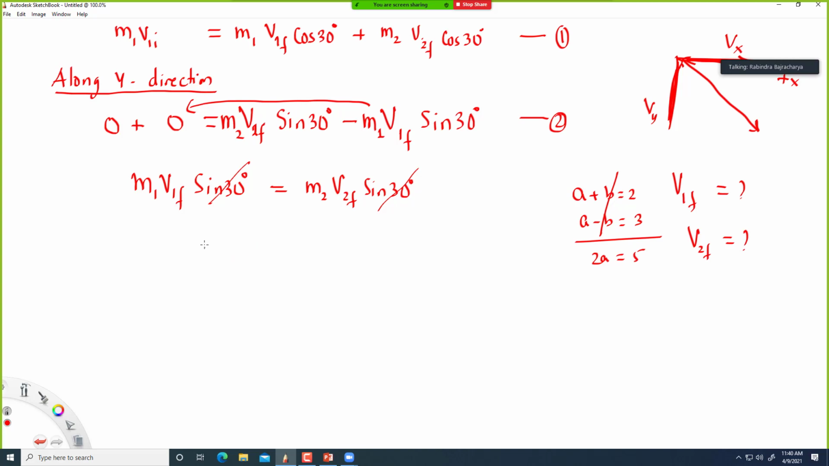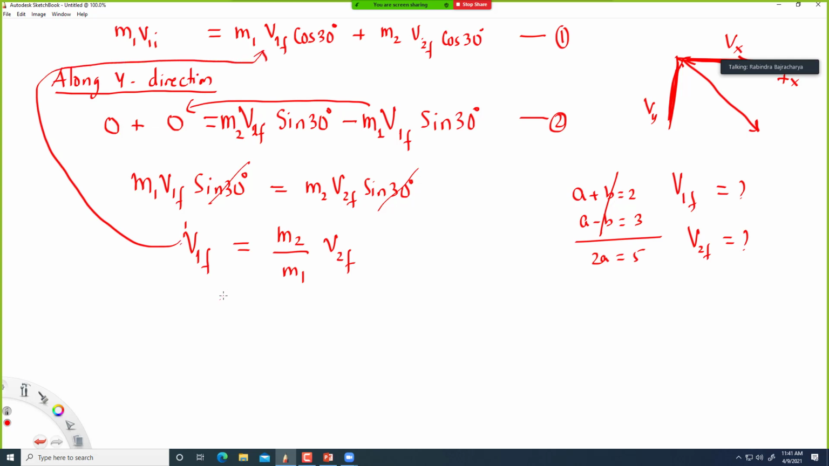So I want to eliminate either v1 or v2, so I will write this equation in terms of v1f. So m2, m1, v2f. Okay? And then I can use this in this equation. And that's how I can eliminate v1f from this equation. And then everything here would be known except v2f, which we can find. Okay? So let's do that. So let's call this equation 3.